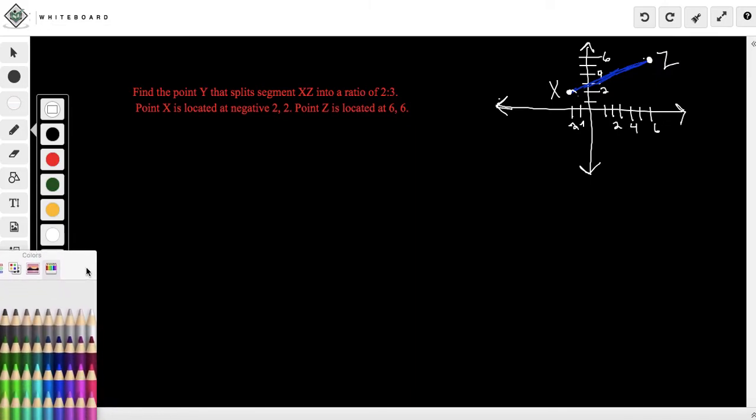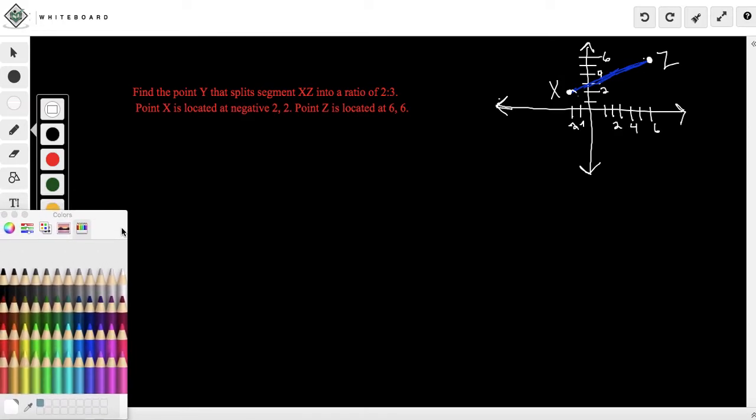a very roughly drawn x and y axis over here. As you can see, it says find the point y, so there is no y, right? We have to find it. That splits segment xz into a ratio of 2 to 3. Point x is located at negative 2, comma 2, so I put it right there, and point z is located at 6, comma 6. All right, so we put those there.